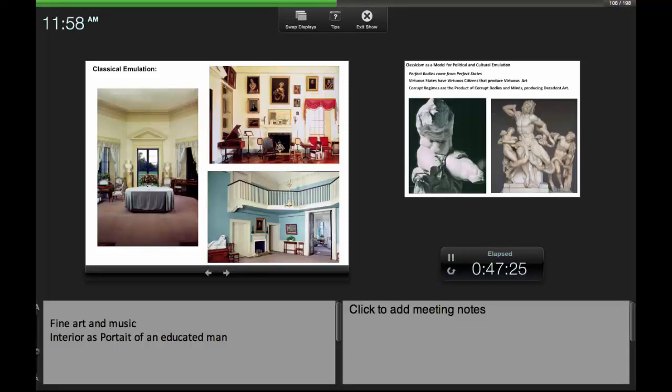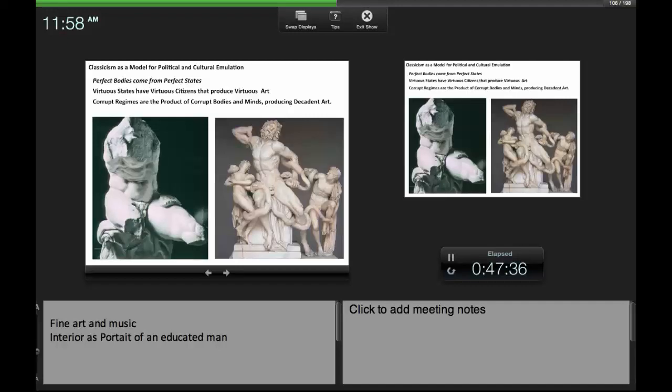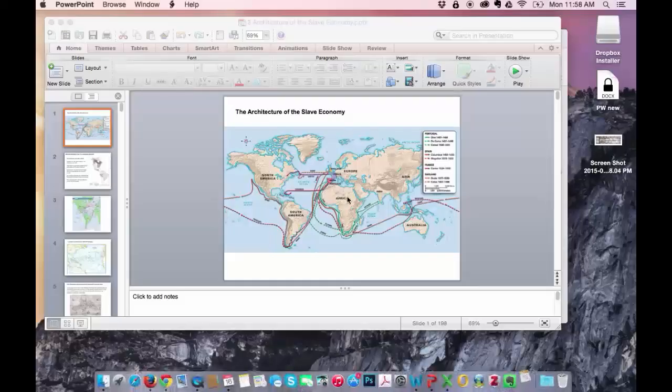So you walk into somebody's house, you see a good collection of painting, fine furniture, and this continues today, right? You display your wealth and prestige through the kind of car you drive or the suit you wear, right? Classicism in the 18th century becomes a way to rebel.